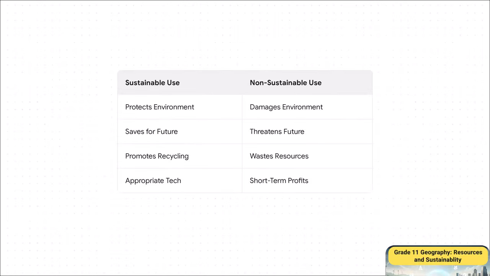Okay, this table right here, this is basically your cheat sheet for the exam. Seriously, grab a screenshot. It lays out the difference so clearly. On one side, you have sustainable use. It's all about protecting, ensuring things last, recycling. On the other side, non-sustainable use. Damaging, wasting, and usually just chasing short-term profits. I mean, the contrast couldn't be more stark.